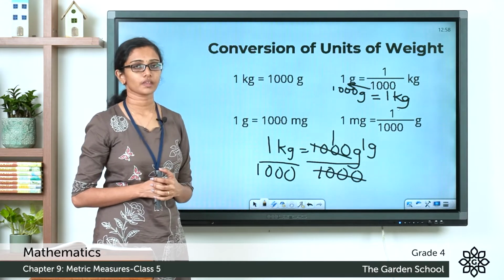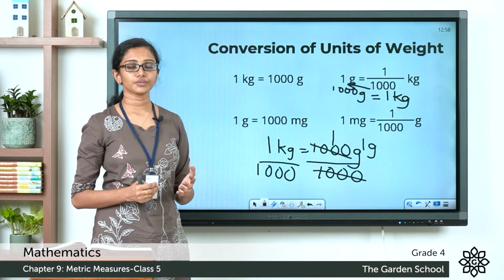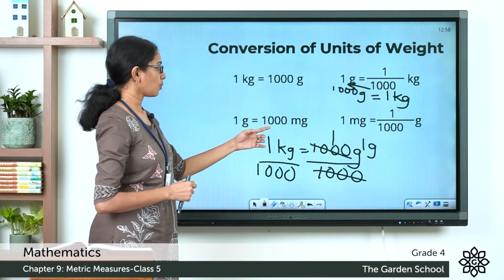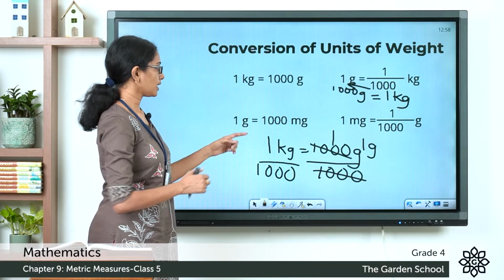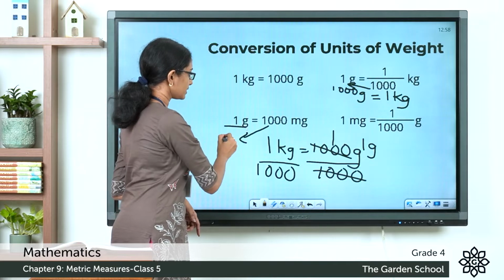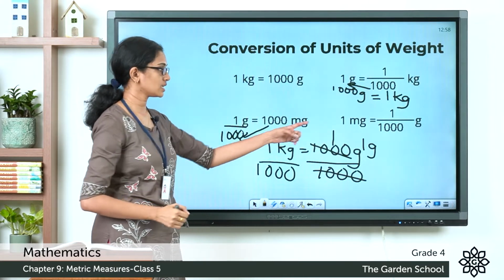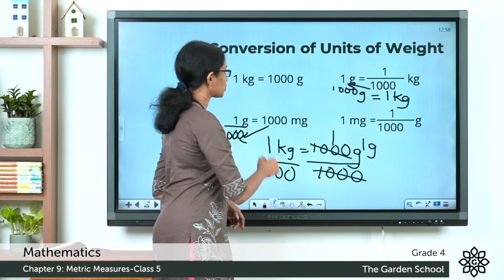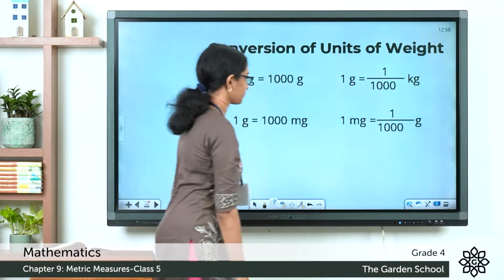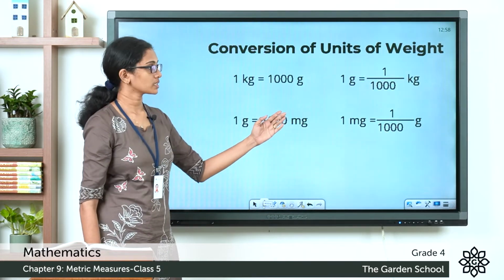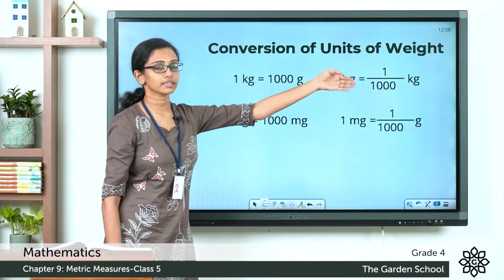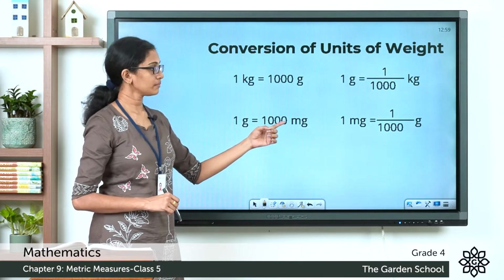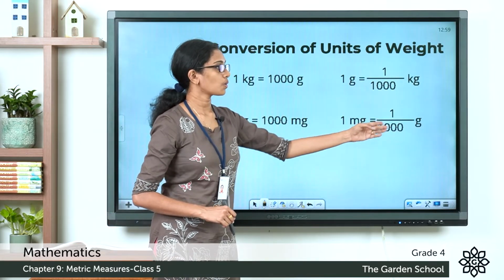1 gram. Now, 1 gram is equal to 1000 milligram. So, just like in the previous case, 1 milligram would be equal to 1 by 1000 gram. See? So, you have to make a note of this in your notebook and make sure you are thorough with this. 1 kilogram equals 1000 gram. So, 1 gram is equal to 1 by 1000 kilogram. 1 gram equal to 1000 milligram, and hence 1 milligram equal to 1 by 1000 gram.